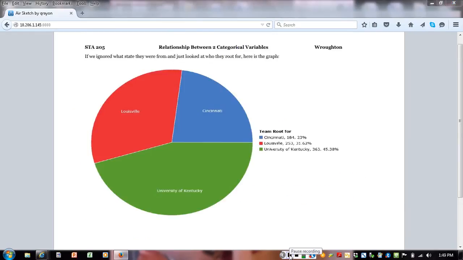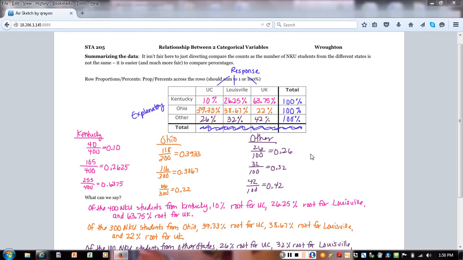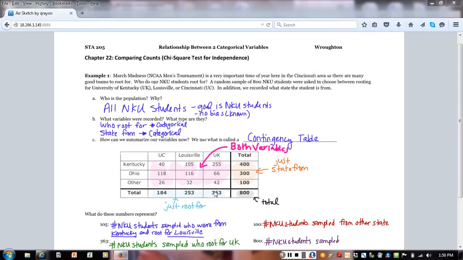So let's go ahead and look at our data from a visual perspective as well. What I've done here first is ignoring which state they were from and just looking at who they rooted for. So that's where you're seeing that 184, the 253, and the 363, which were our totals that we had down here.